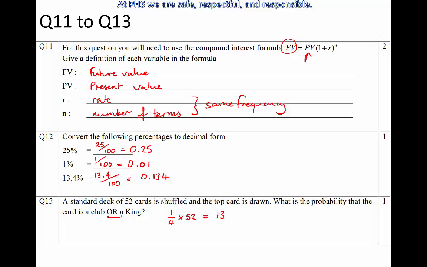So how many other kings are there? Well, we've got the king of spades, the king of hearts, and the king of diamonds. So we've got to add 3. So there's 16 favorable outcomes out of 52 outcomes altogether.